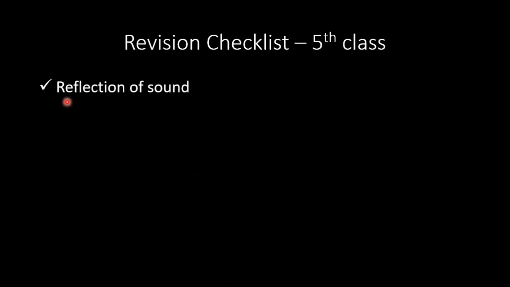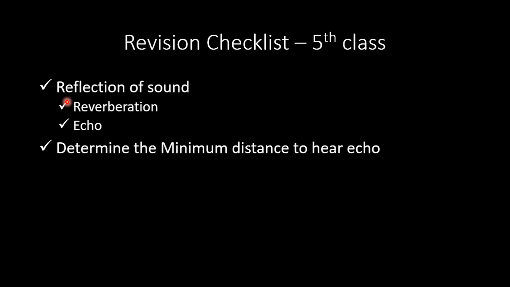Now let's revise what we learned in today's class. We understood what is called the reflection of sound, the phenomenon of bouncing back of sound by getting obstructed at the surface of separation between two solid, liquid or gaseous media. And the reflection of sound can produce either one of two effects called reverberation and echo. We have also derived an equation to determine the minimum distance to hear echo, and we also determined the minimum distance to hear echo at 0 degrees Celsius temperature or at 20 degrees Celsius temperature.